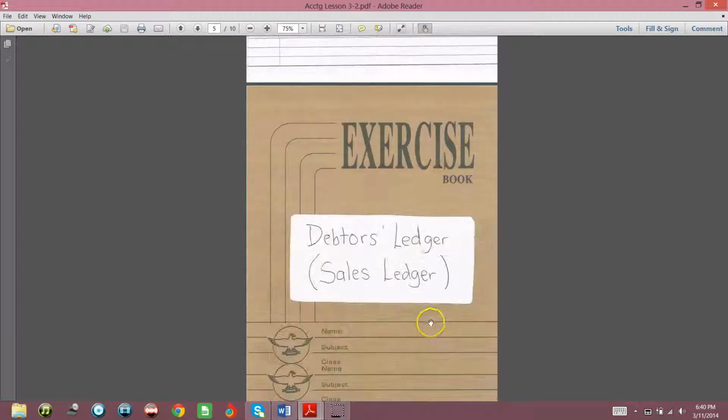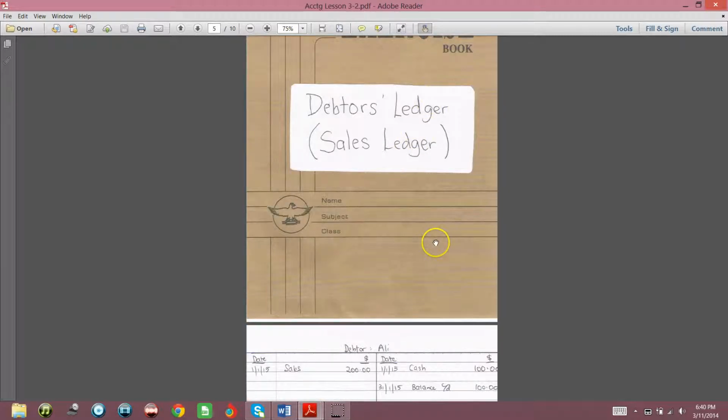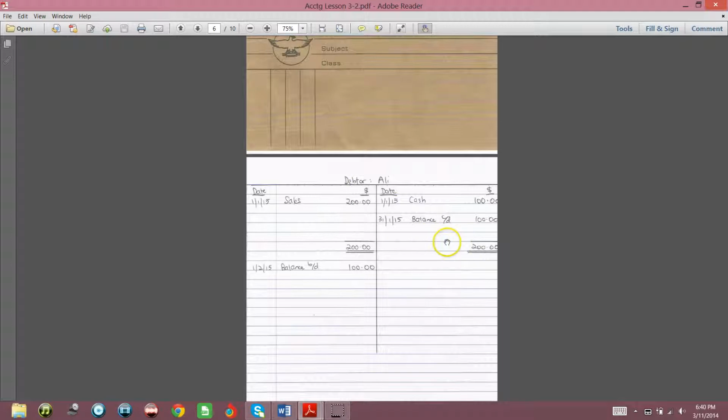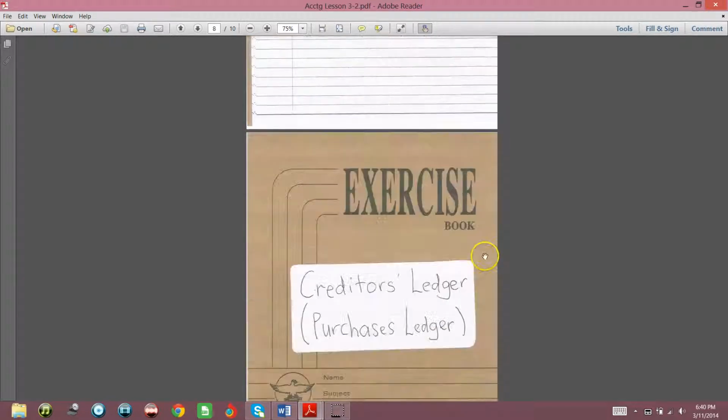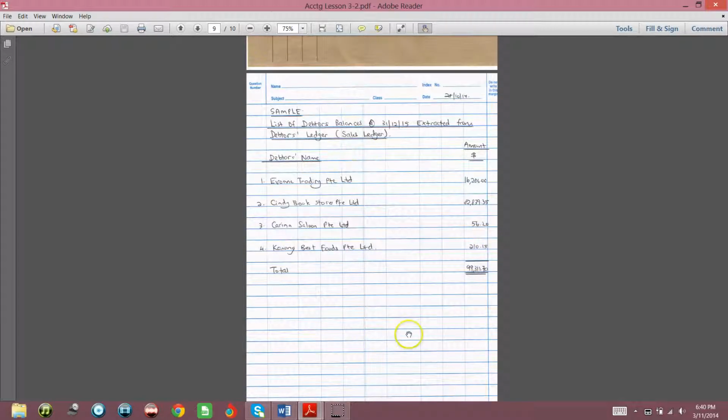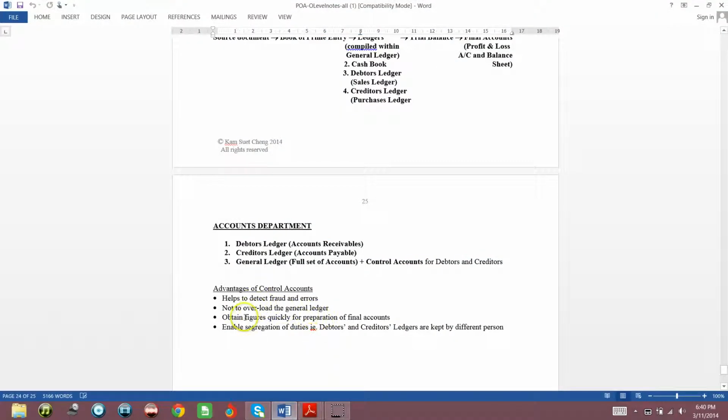Whereas the person taking care of the debtors ledger has to extract the figures line by line from the books of prime entry, and after that he has to compile a list of debtors balances and present it to the boss. If there are many transactions, this process will take more time. So the purpose of the control account is to obtain the debtors and creditors figures quickly for preparation of final accounts.